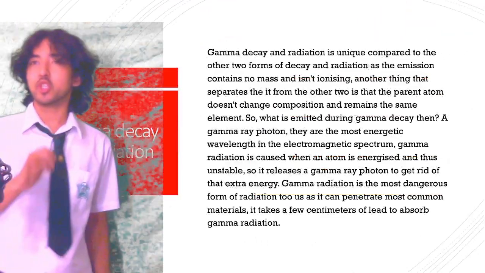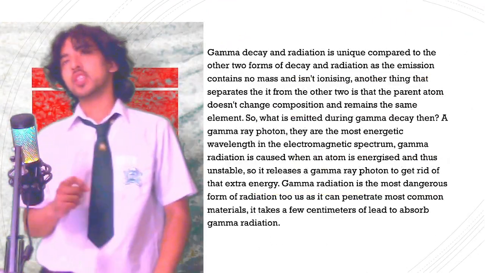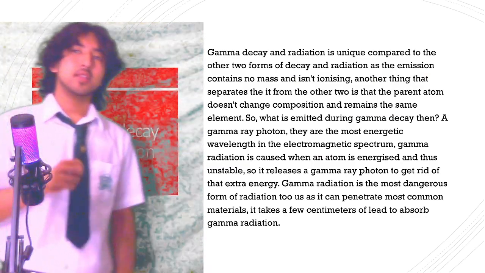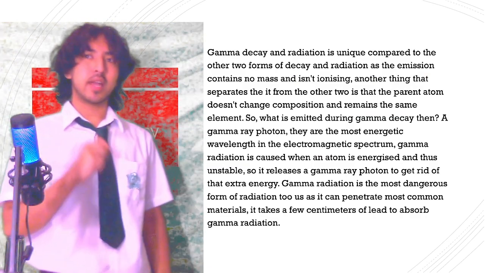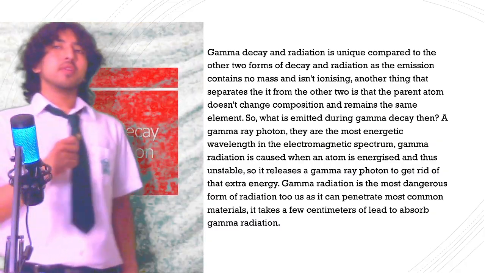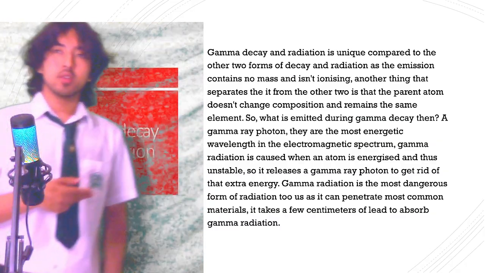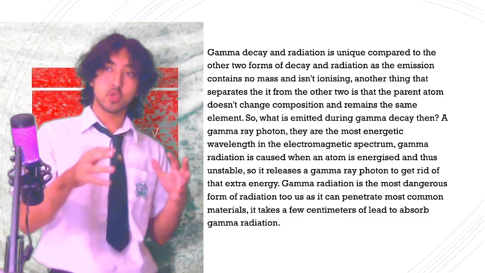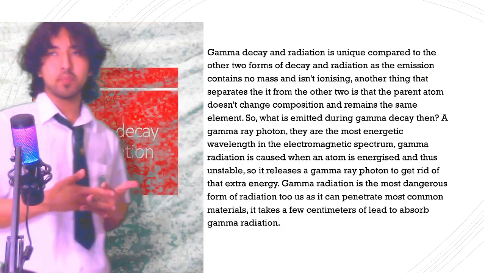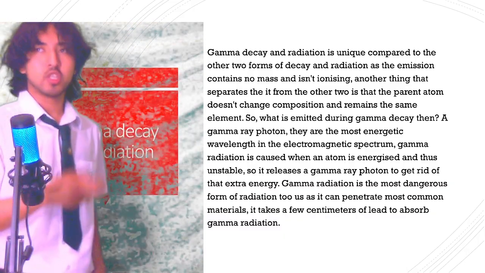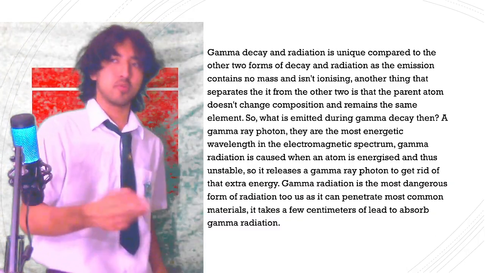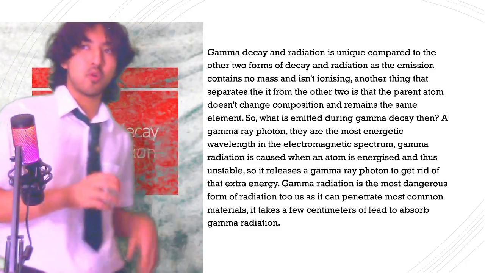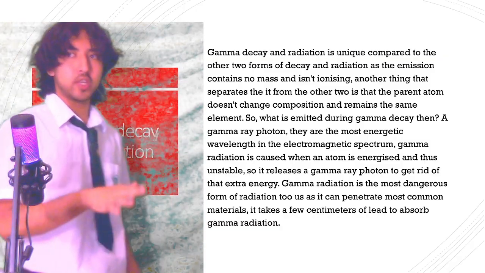Gamma decay and radiation. Gamma decay and radiation is unique compared to the other two forms of decay and radiation, in that the emission contains no mass and isn't ionizing. Another thing that separates it from the other two forms is that the parent atom, or the original atom, isn't changed compositionally. In the other two, it changes the composition of the atom. It removes a proton, changes an electron, and so on. But in this one, it just removes energy. The atom stays the same, it just loses a bit of energy.